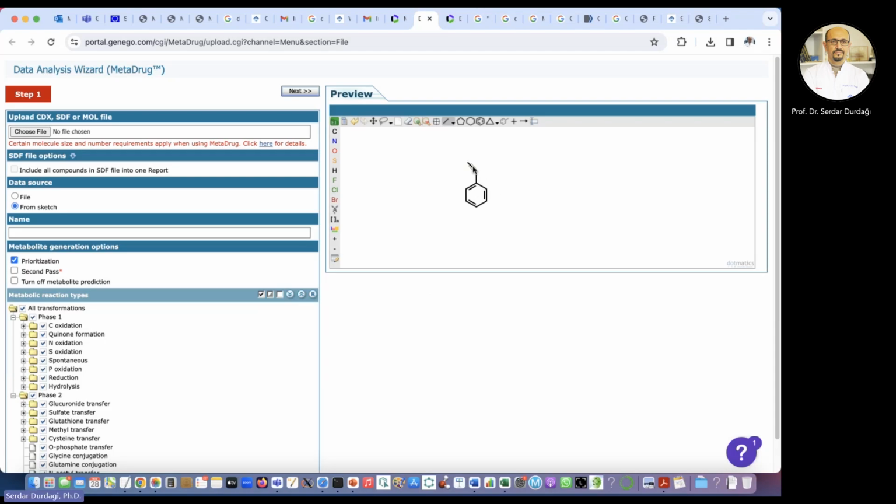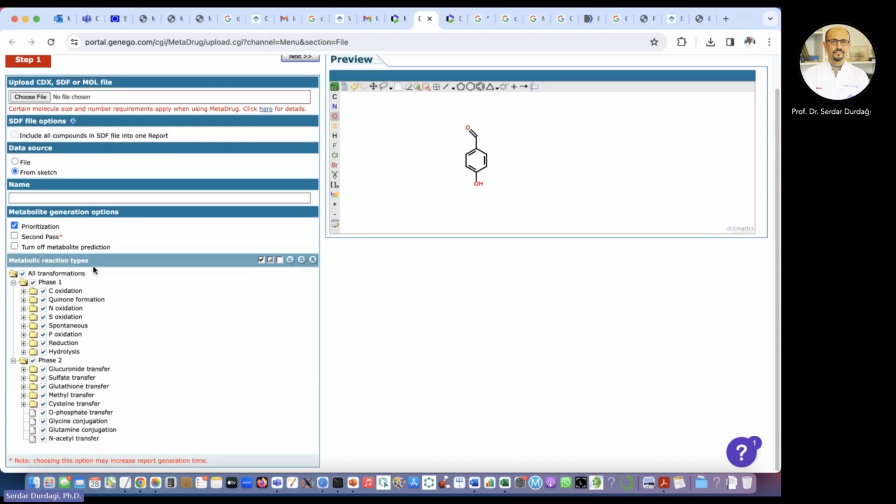Maybe I can put a carbonyl group here, and then maybe here I can put one OH. If you draw your structure, here you can see the metabolite generation options. We will see in our presentation that with Metacore you can get the first pass and the second pass metabolites.